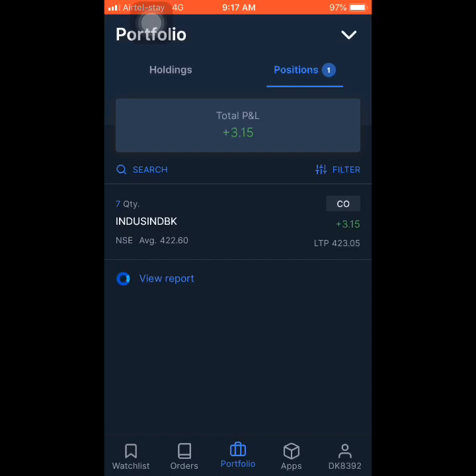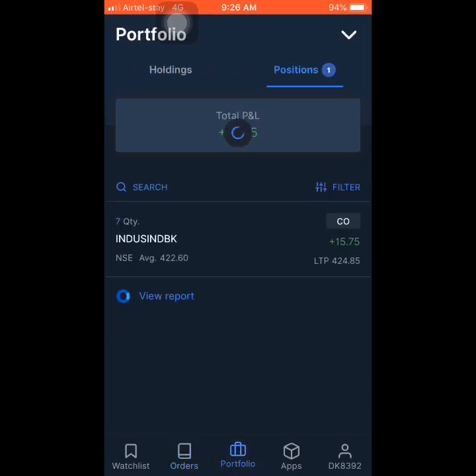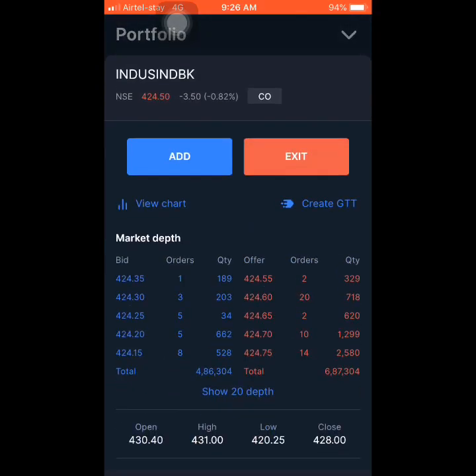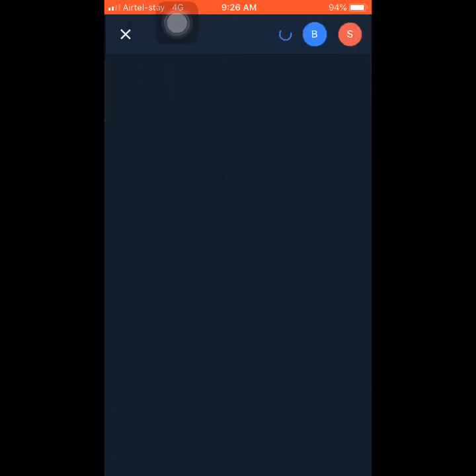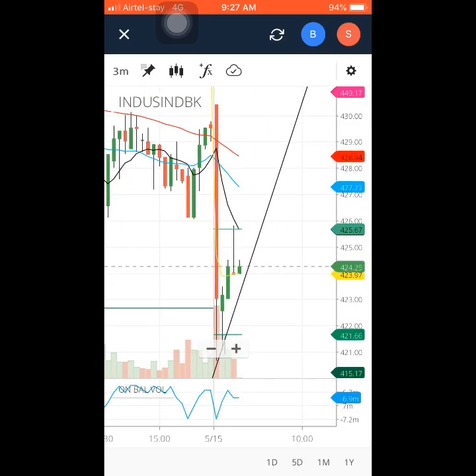Our target will be like 3 or 4 rupees profit. Then we will book that profit and exit, guys. Let's see, guys. 422, 423. Sellers are still more, 5 lakh. Buyers 2 lakh. Yeah, buyers are moving up, 4 lakh. Like 426 or 427, that will be our target. Let's see, guys.